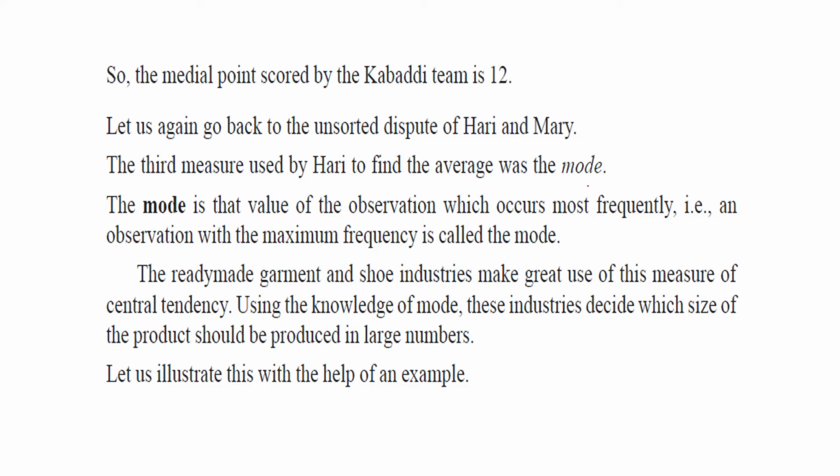The number of times an observation has occurred in an experiment or in some data is known as its frequency. The mode is the value of the observation which occurs most frequently. That is, the observation with maximum frequency is known as the mode, right? So we take an example.